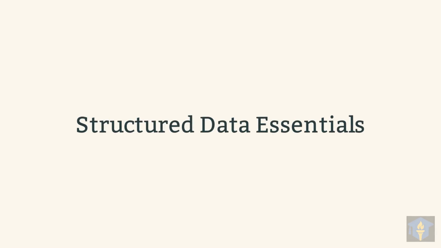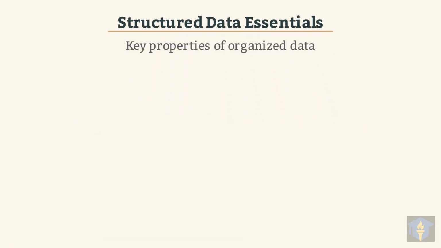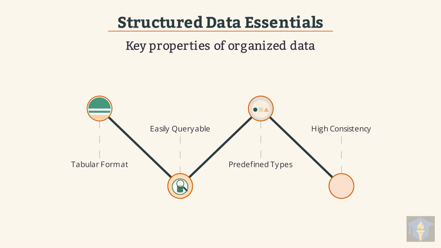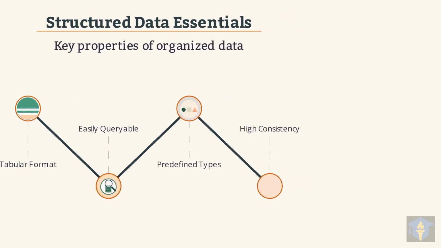Let's delve deeper into the essential characteristics that define structured data and its utility. Understanding these key properties is crucial for working effectively with highly organized data types. Structured data is typically presented in a tabular format, making it easy to read and interpret. Its organized nature means it's easily queryable, allowing for efficient data retrieval and analysis. It also features predefined data types for each column, ensuring consistency and accuracy. This leads to high consistency, which is vital for reliable data processing and insights.